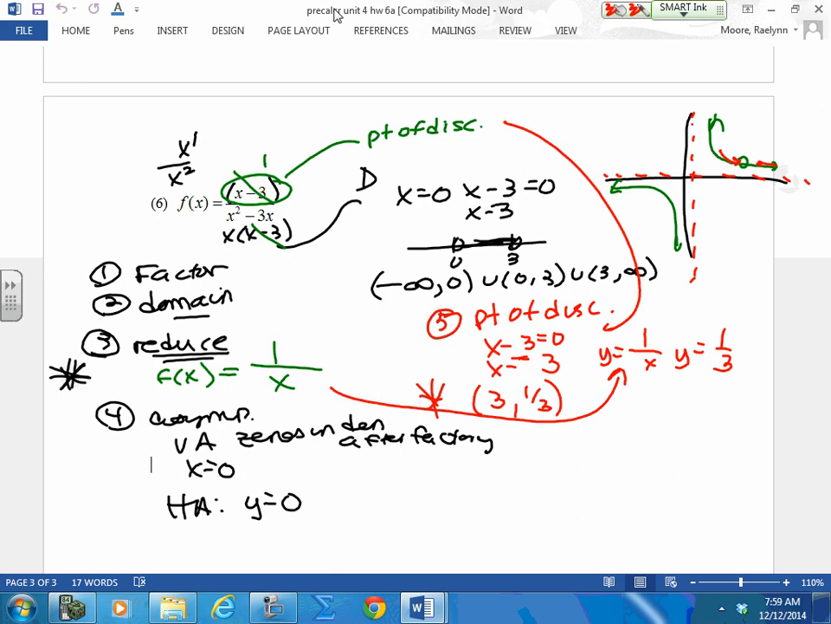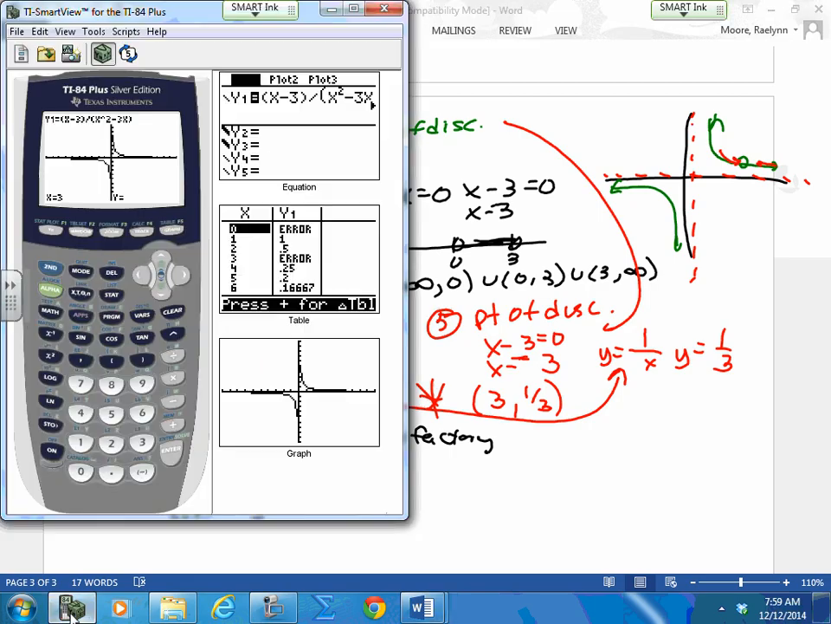Now, a nice way to check you got it right is to do this. Go to your calculator, do a calc value. Now, obviously 3 doesn't work, but I'm going to do 3.0001.